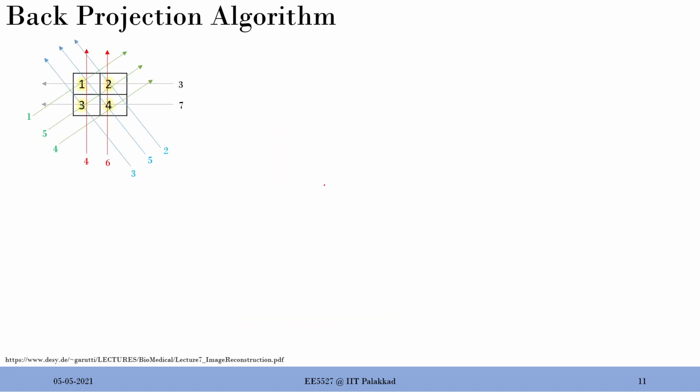I'll show you with a simple example again. Let's say 1, 2, 3, 4 are the original pixel values, and the projection values are something like this. Projection, of course, is 1 plus 2, which is 3. This projection is 4 plus 3, which is 7.